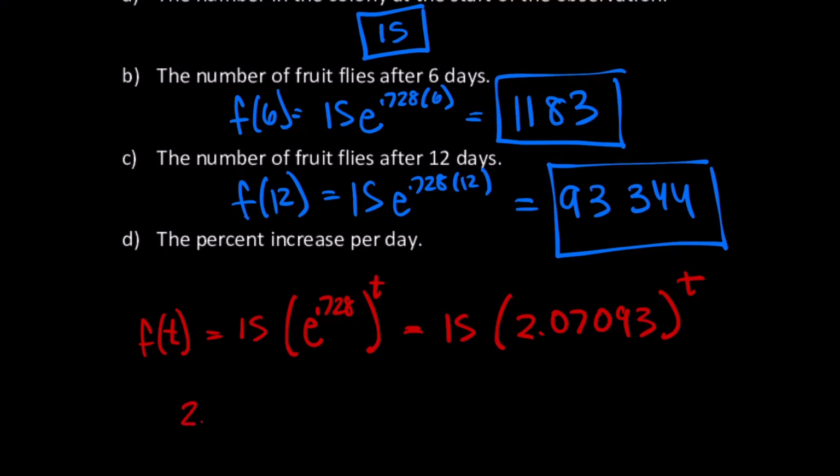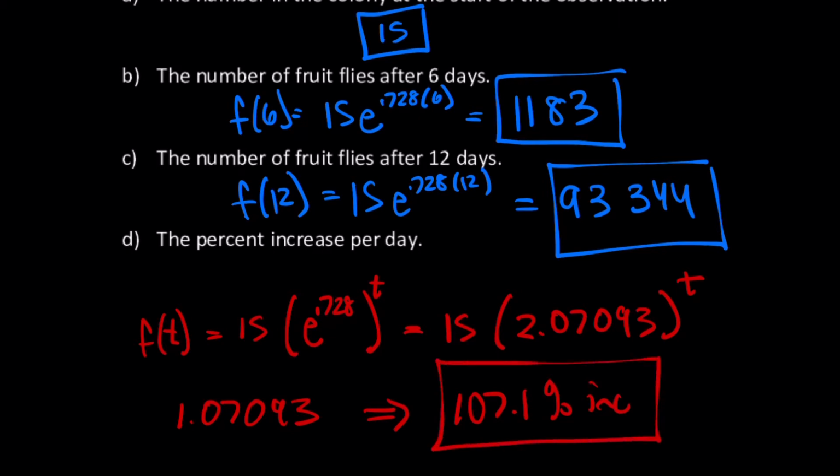I'm actually not going to do that. It's pretty easy to do. Subtract 1 from that, and you get 1.07093. And it just says percent increase. I'll go to the nearest tenth. So if you notice, you move your decimal over 2 places here. This would round up to 1, so it's 107.1% increase. So it's more than doubling every day.